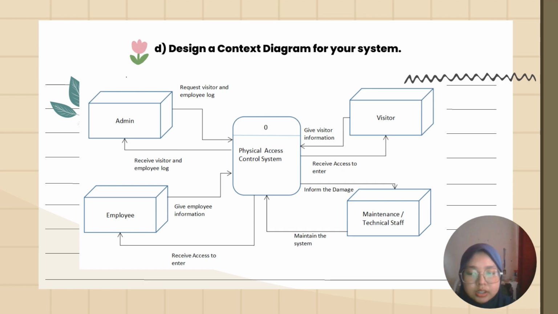For the context diagram of the system, we can see that a visitor and an employee have the same data flow, which is they will give the system their information, and when the system receives their information, it will go through it and give them access to enter the facility. The admin will request visitor or employee logs, and the system will give the updated version of the employee and visitor logs. For the maintenance staff, the system will inform them that damage happened within the system, and the maintenance staff will fix the problem.